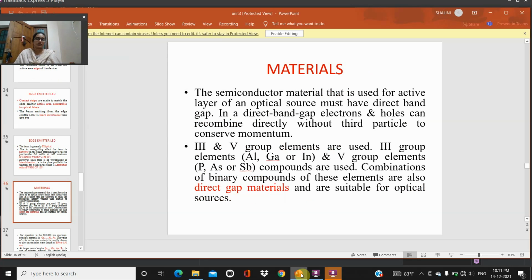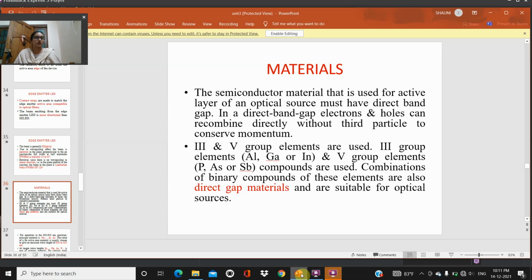Next, light source materials. The semiconductor material used for the active layer of an optical source must be a direct band gap material. In a direct band gap, electrons and holes can recombine directly without a third particle to conserve momentum. So, third and fifth group elements are used here. Third group elements are aluminum, gallium or indium, and fifth group elements are phosphorus, arsenic or antimony.